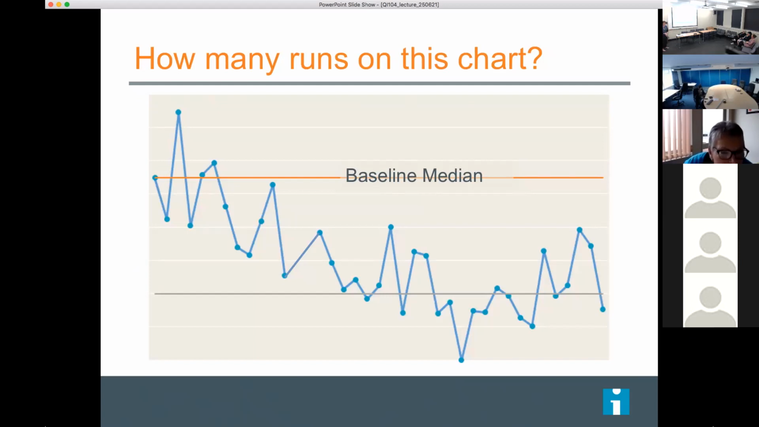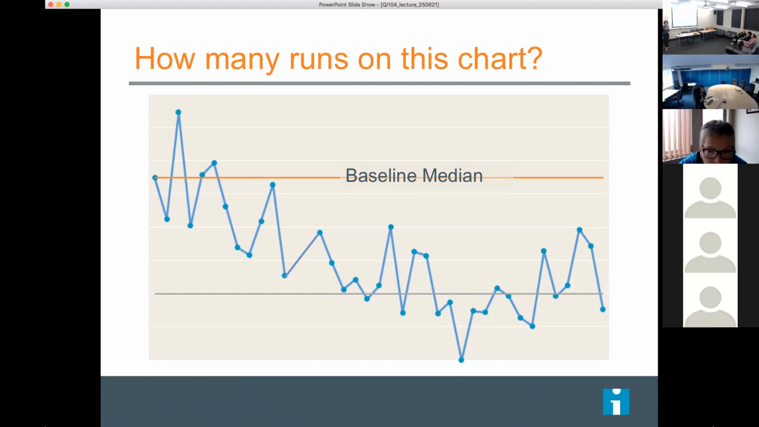How many? Is it 35? Not counting ones that are on the median. So a run consists of 1 or more consecutive data points on the same side of the median, not including anything that's on the median. 3? Yeah, I would have done 2 too. But I don't know. Okay, so on this one, there's actually 5.